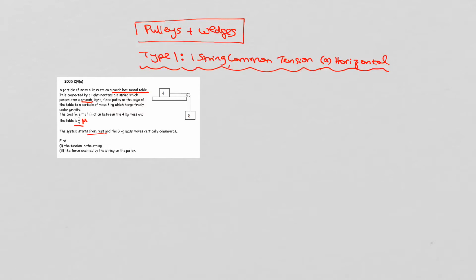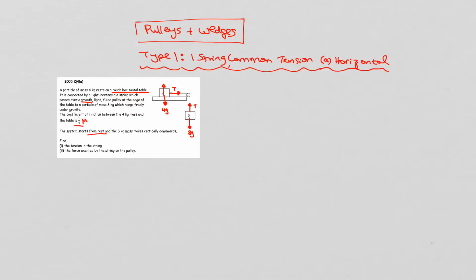So if we were to mark in all of the forces on this overall diagram to give us an overall picture, we would see that we're going to have tension. Tension always acts away from the object. And because it's a common string, we have common tension. We're going to have weight, so the 4 kg acting down, mass times gravity gives us our weight, and same here for our 8 kg, so that's going to be 8g.